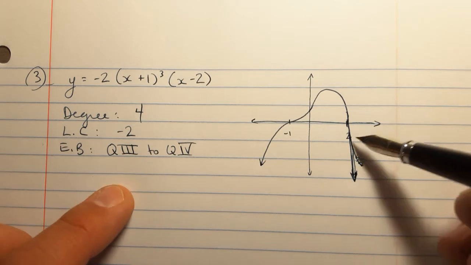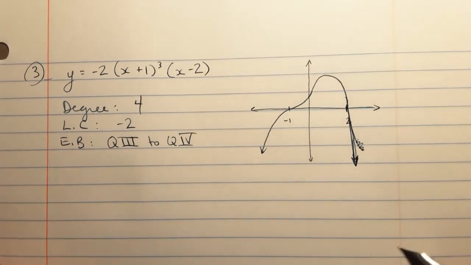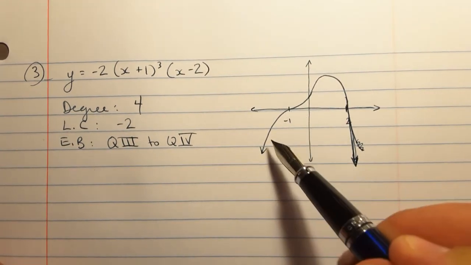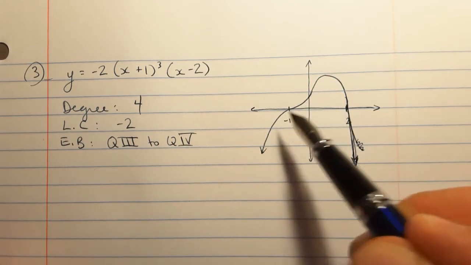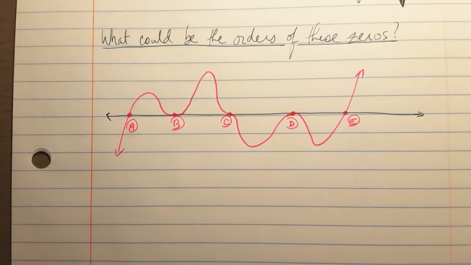Not my best curve, okay, but you can pretend that I did that correctly. So this one though, that's an order 3, so it comes in on a curve and it leaves on a curve. It's changing direction there a little bit. Okay, let's take a look at this polynomial function that's been graphed here already.